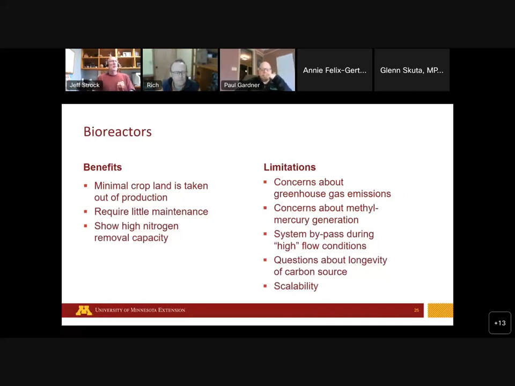So to summarize, with bioreactors, minimal cropland is taken out of production. They don't require a lot of maintenance, but there is some to maintain the wood chips or the corn cobs that you have in there, and they do show a pretty high capacity to remove nitrogen in particular. There have been concerns about greenhouse gases and methyl mercury. We know how to manage these systems for methyl mercury, and at times of the year we can see some greenhouse gas emissions come out of these, but it's short term.